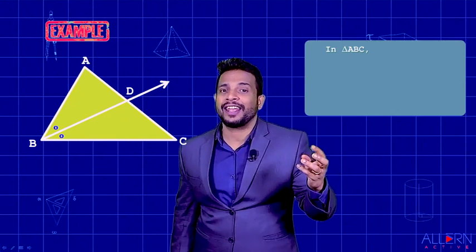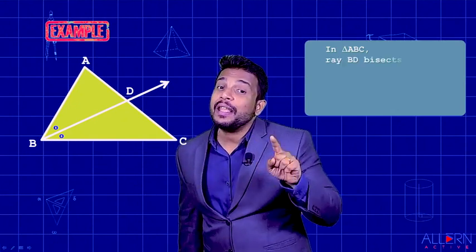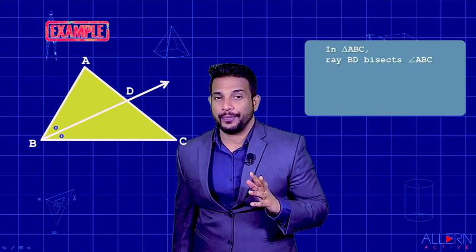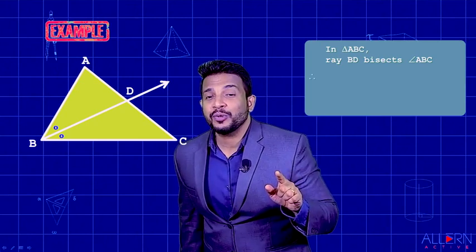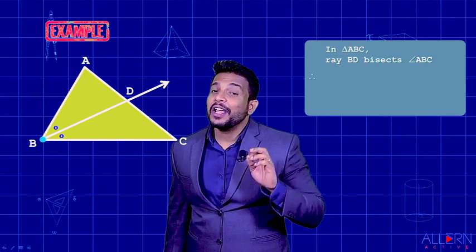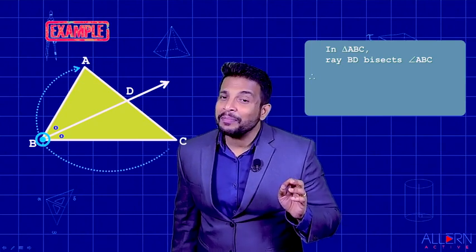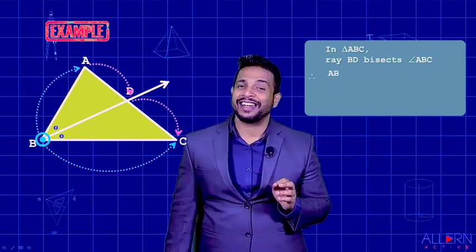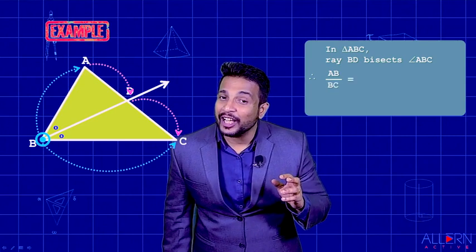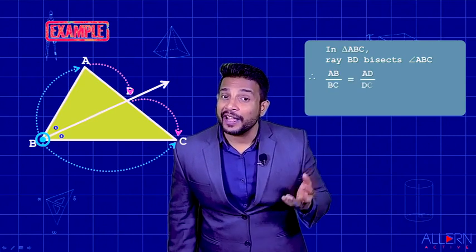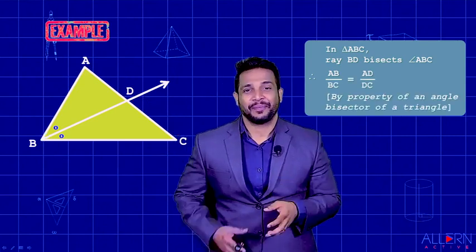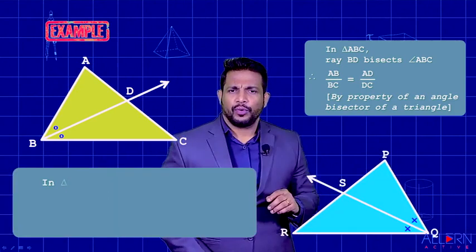Right? So how do we write? First write the name of the triangle. Then write that ray BD bisects angle ABC. Therefore, we get that ratio, that is we get that AD upon DC is equal to AB upon BC. That is how we get it. And we write into bracket the reason as property of angle bisector of a triangle. Right? Easy?